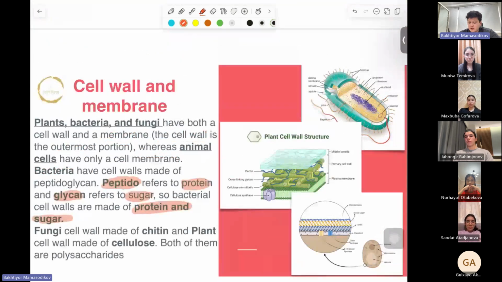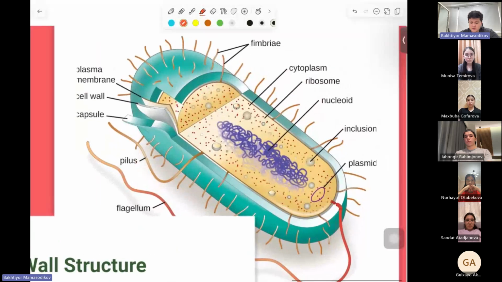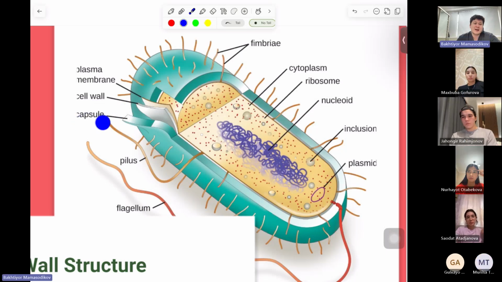Okay, let's look at the bacterial cell. What's happening in the bacterial cell? It has three main layers. As you can see, this is the outer layer, the greenish layer. It's called the capsule. Bacteria is encapsulated here, so it has the capsule.